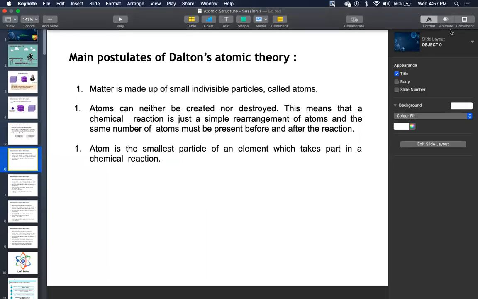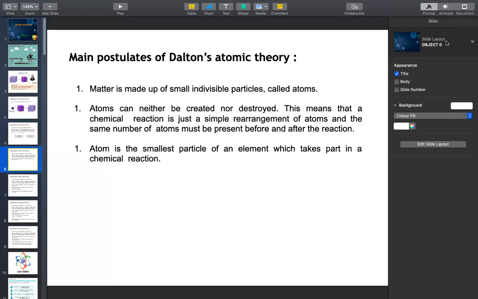Next, matter is made up of indivisible particles called atoms. An atom is the smallest particle of an element which takes part in a chemical reaction. This is the third postulate. What was the third postulate? That it is an indivisible particle, right? And it is the smallest particle which takes part in a chemical reaction. Okay, fine. Then what was the other postulate?